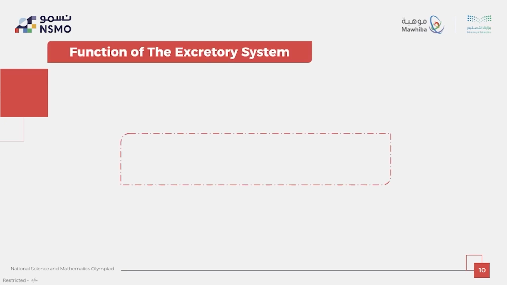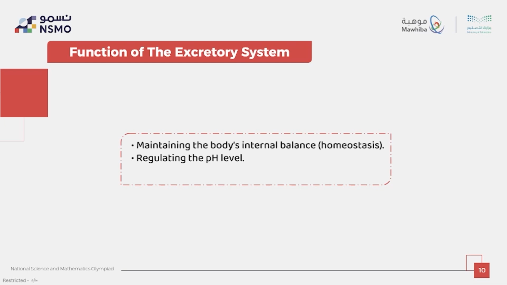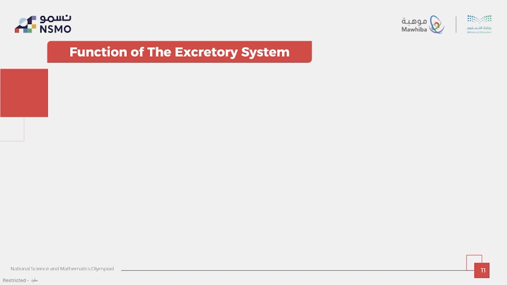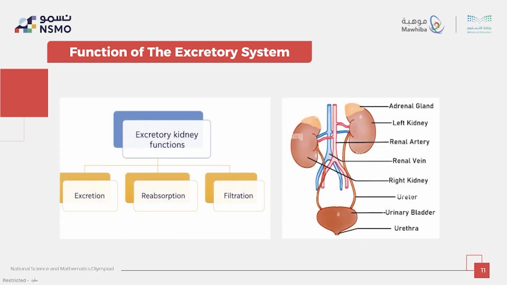So, the function of the excretory system is maintaining the body's internal balance, regulating the pH level, and eliminating wastes and toxins. Now that we have introduced the excretory system, this slide shows how the kidneys perform their essential functions to keep your body clean and balanced. Let's break it down into three main functions. Let's start with filtration.